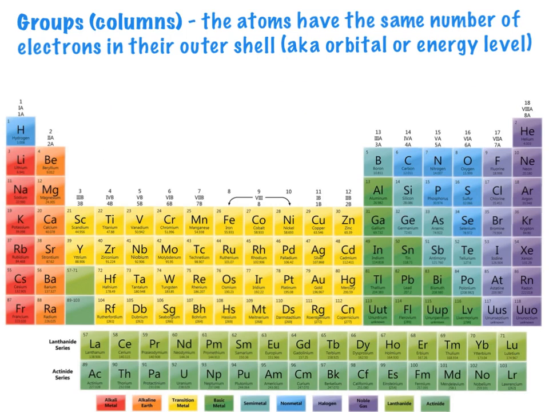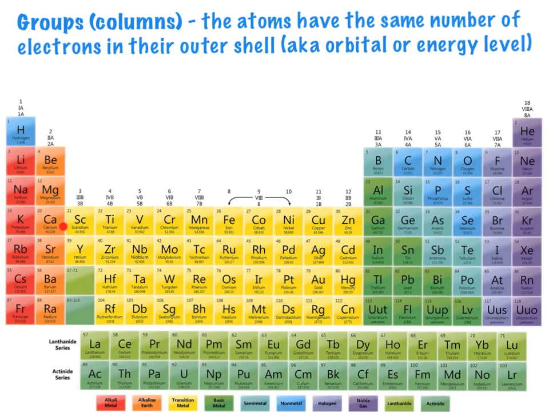So if we focus on the first column, also known as the first group, that tells me that all of these elements have the same number of electrons in their last shell. And if I look at the second group, which is the second column, and notice it's got the number 2 at the top, that tells me all of these elements have the same number of electrons in their last orbital, also known as last shell.